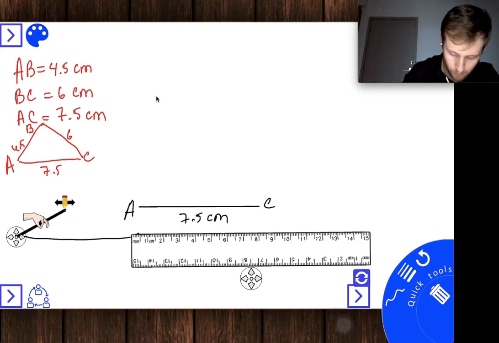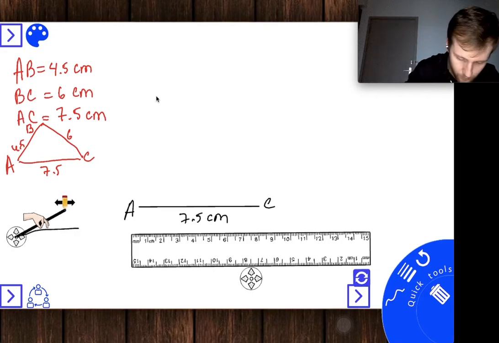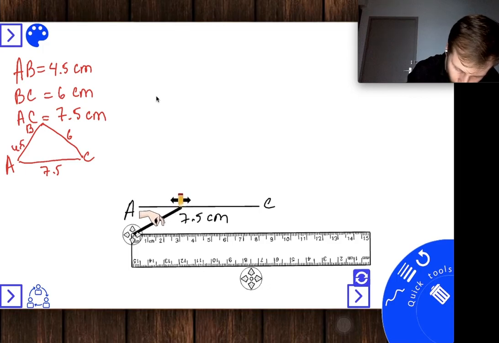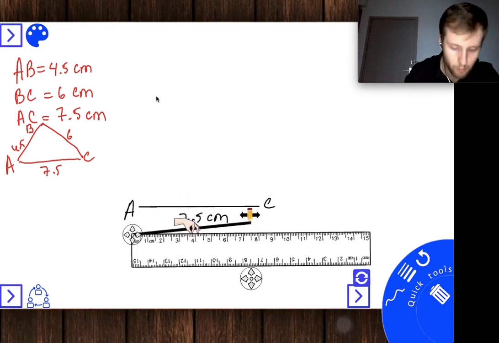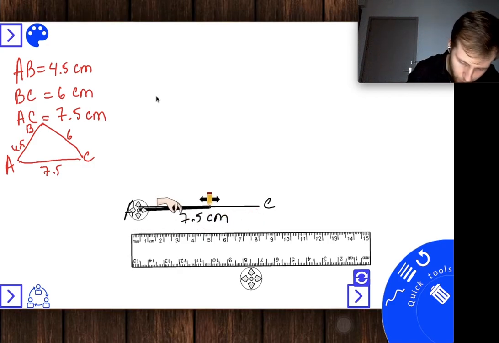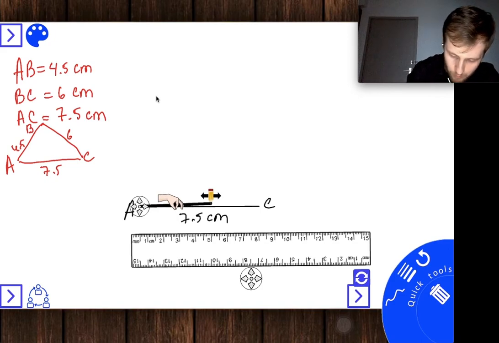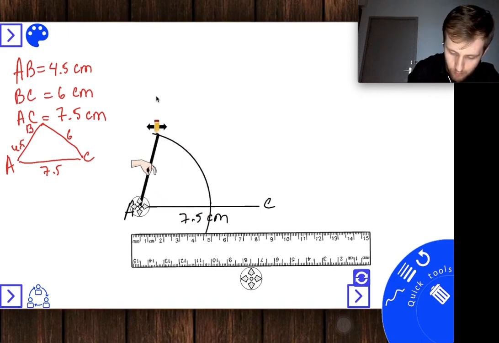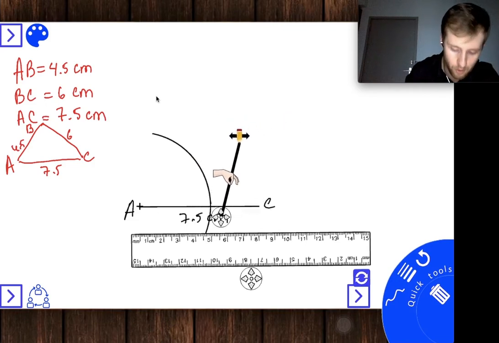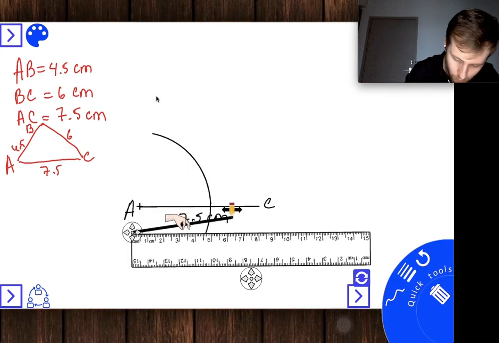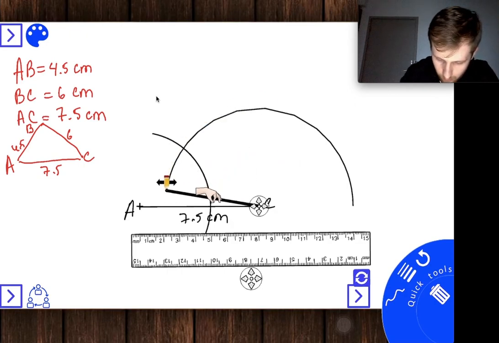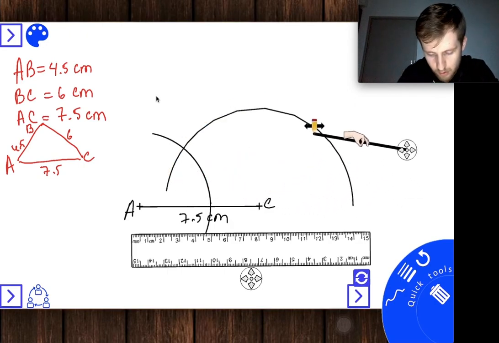Then, of course, we take a compass. We measure, what is the next one? The next one is 4.5. AB is 4.5. So we measure 4.5 centimeters. We draw an arc here, like this. And then BC is 6 centimeters, right? So we can measure 6 on the compass, and we have to draw an arc from here. Go like this. This is a strange arc, to be honest.